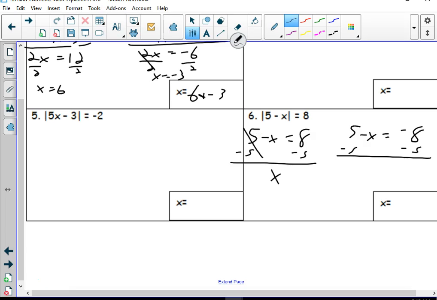Here's what people do all the time. Oh, x. You can't forget that negative. It's a minus 1x. Okay? You can't forget that. So equals 8 minus 5, which is 3.